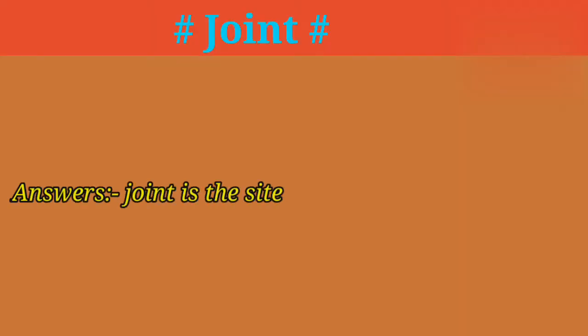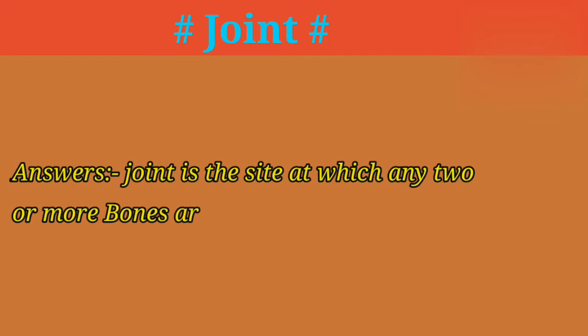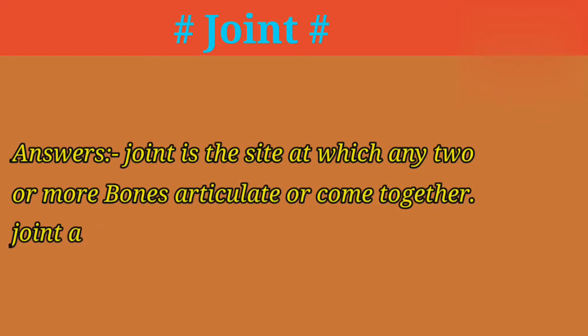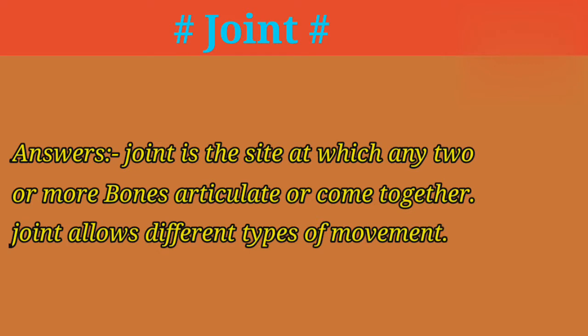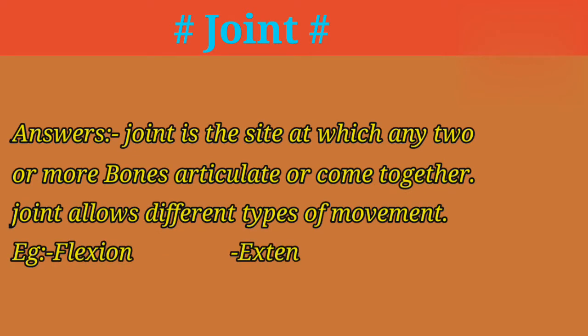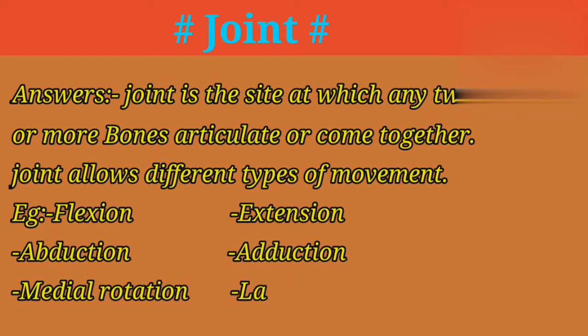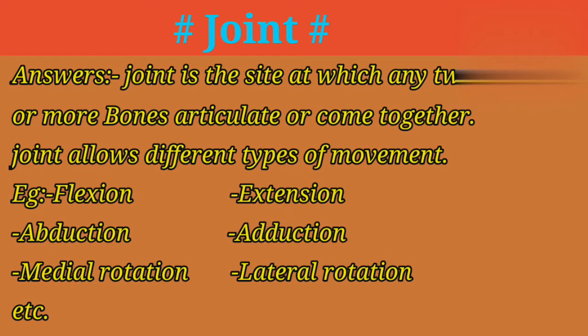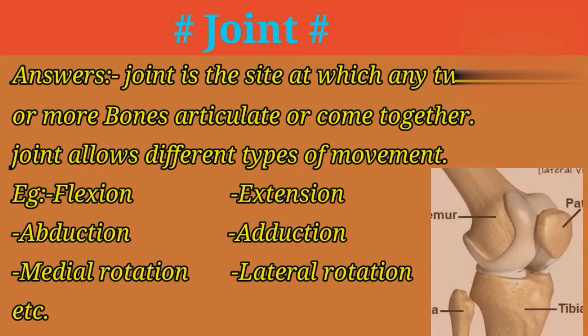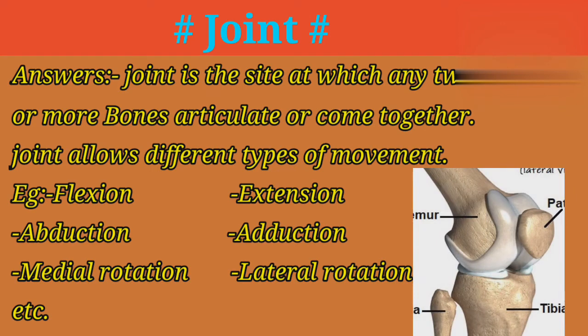Start the video. Joint. What is a joint? A joint is the site at which any two or more bones articulate or come together. Joints allow different types of movement. Examples: flexion, extension, abduction, adduction, medial rotation, lateral rotation, etc. To see the image of the knee joint: the knee joint includes the bones tibia, fibula, femur and patella.